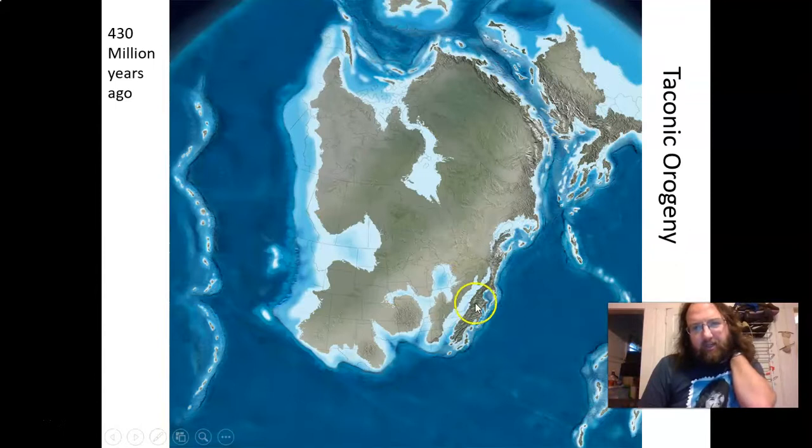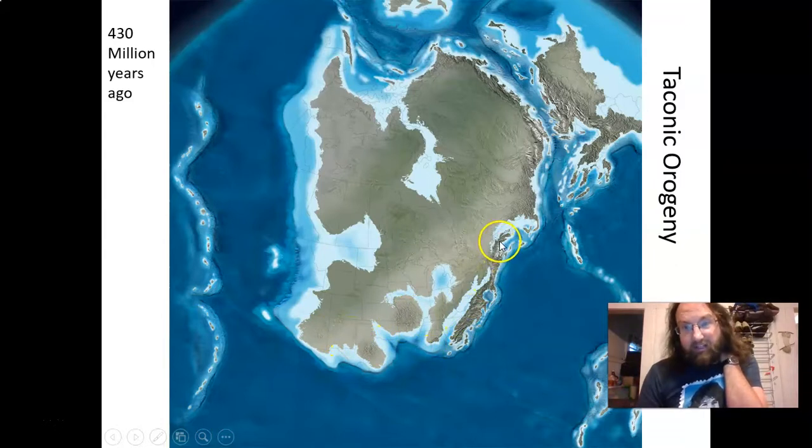Tectonic orogeny, with the continued compression and thickening, starts to get a substantial mountain range. This is kind of the birth of the ancestral Appalachians. So a good chunk of the East Coast, just like the West Coast, is accreted terrains. It's just that the terrains on the East Coast accreted a lot earlier.